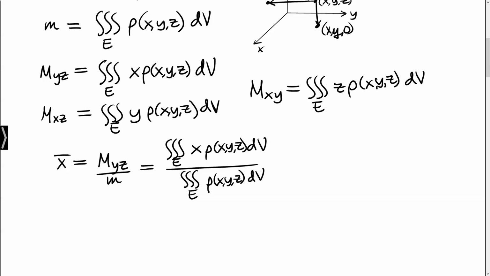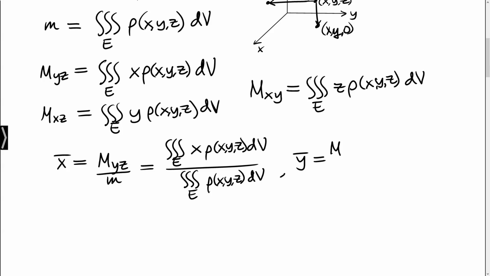I hope you can see how this is really similar to two dimensions. Instead of a double integral, we have a triple integral. Instead of dA, it's dV. But whatever coordinate you're trying to find, that's the factor that you have to multiply in the numerator. So if you're trying to find the x coordinate, x bar, then you're multiplying by x in the integrand in the numerator. If you're trying to find y bar, the y coordinate of the center of mass, then you multiply by y.